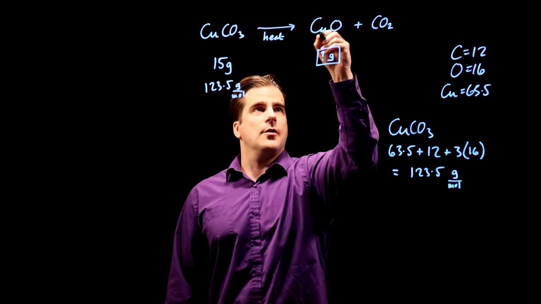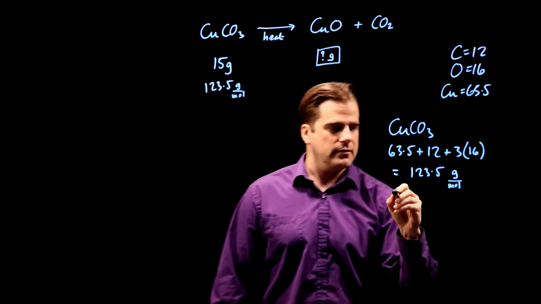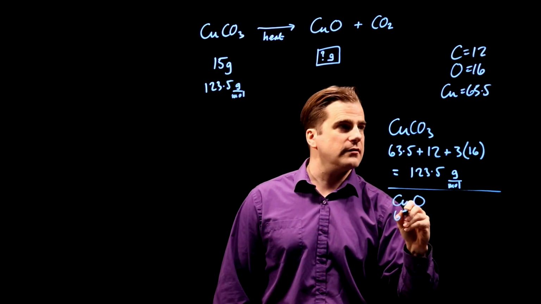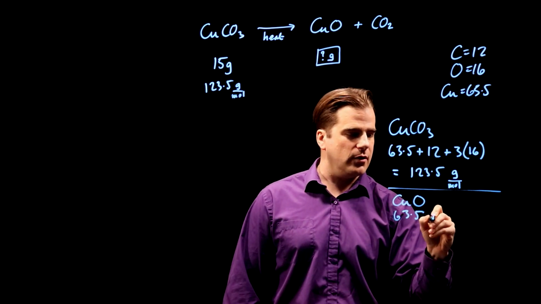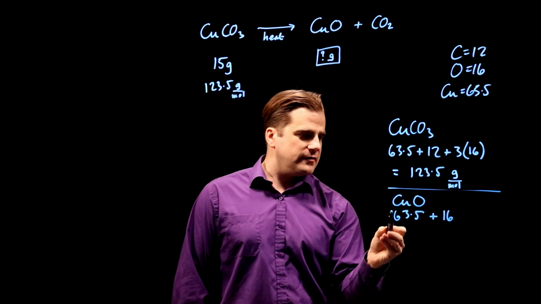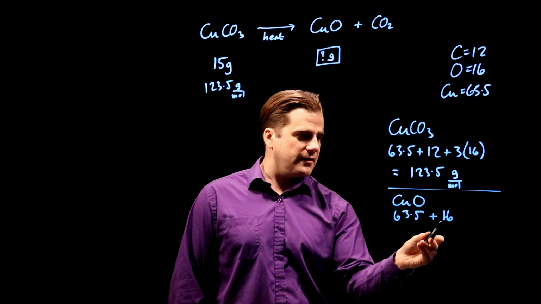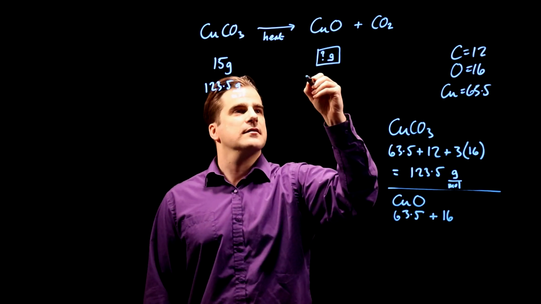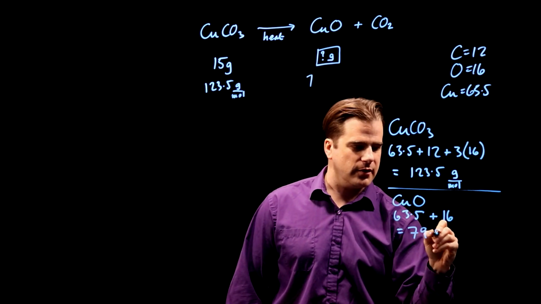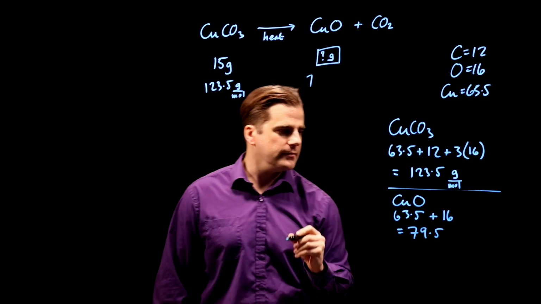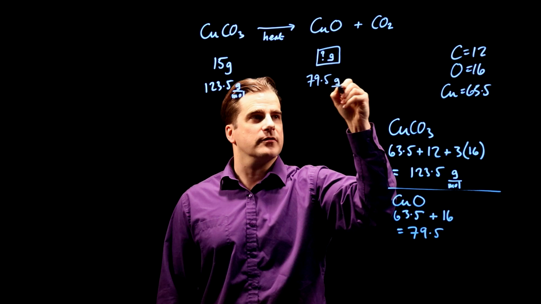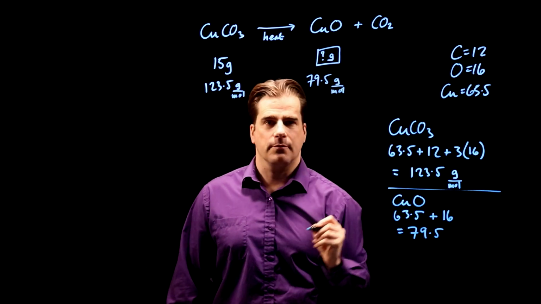Now, copper oxide. So copper oxide. Copper is 63.5 plus 1 oxygen is 16. And that comes to 79.5. And include the units, grams per mole.